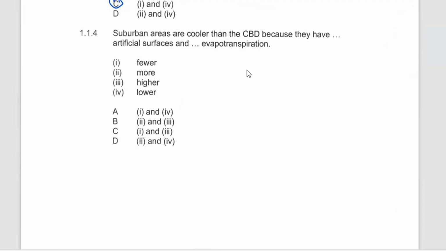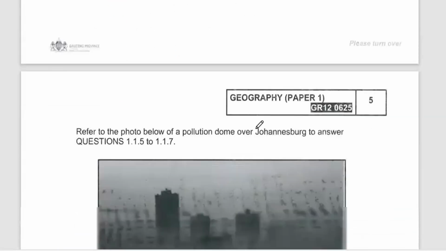So we are saying item fewer for artificial surfaces and dash evapotranspiration. We are looking at the release of moisture from vegetation, that is evapotranspiration, combined with evaporation. So what is the level of evapotranspiration in the suburban areas? Automatically it has to be higher so that we have a cooling effect compared to the urban CBD. So our correct response is matching item number 1 and item number 3, which is response number C. Right, moving on to the next question.